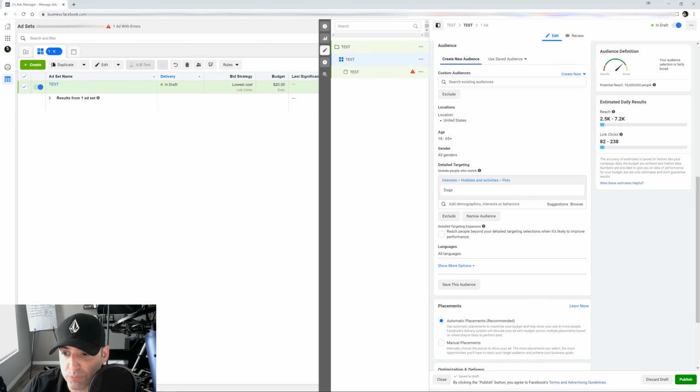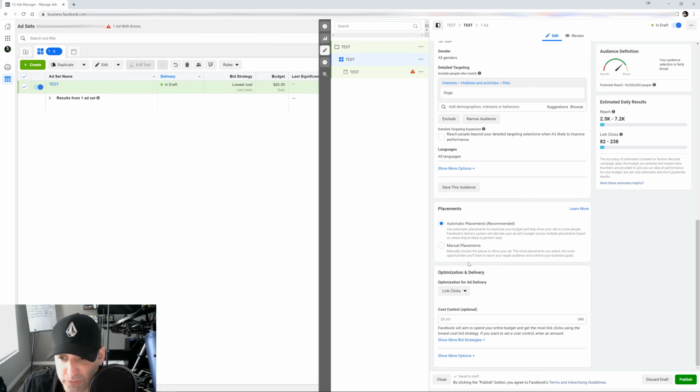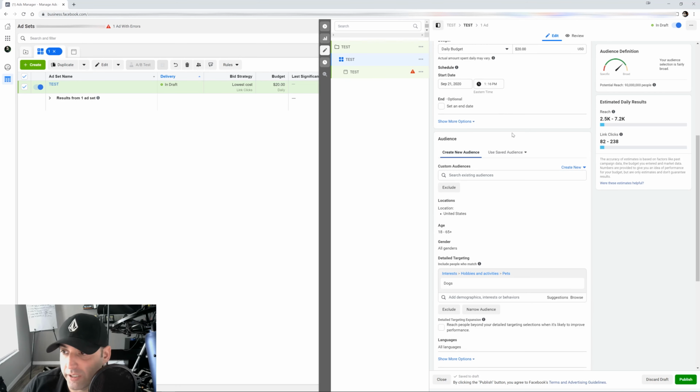So I will do the first one right here. I will not choose detailed targeting expansion because remember, we're trying to figure out which ones are winning interests and which ones are not. So the way I will do it is I will select my interests here, let Facebook do its thing with automatic placements. You can optimize depending on what you're doing. I'm not going to get into that because I'm just talking about targeting here.